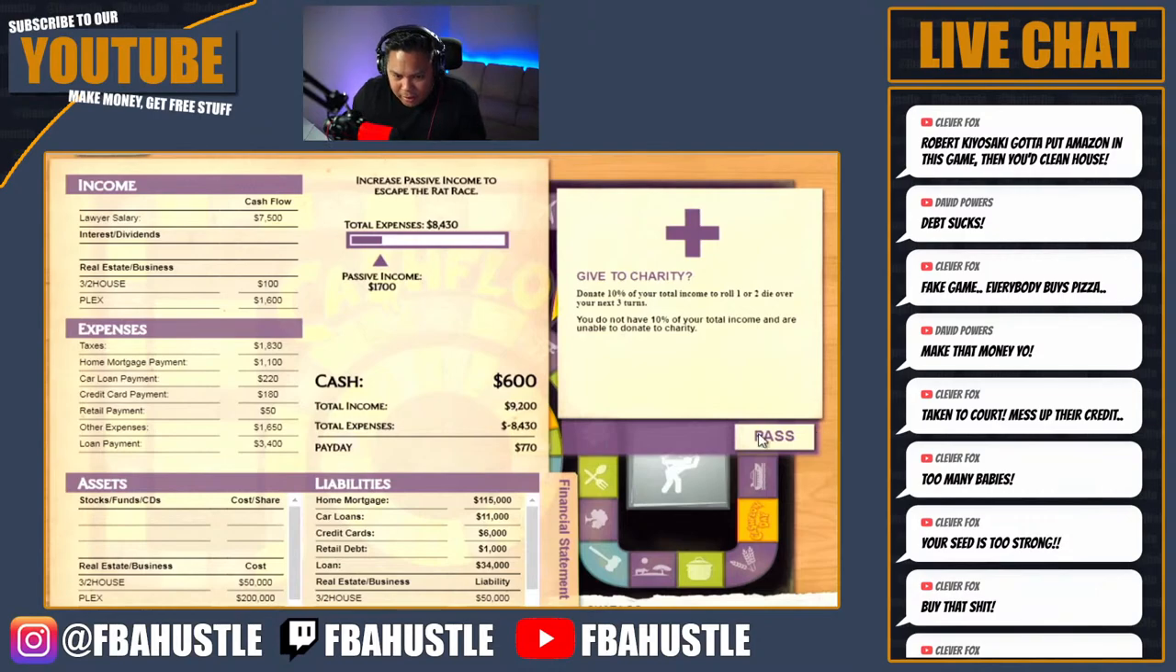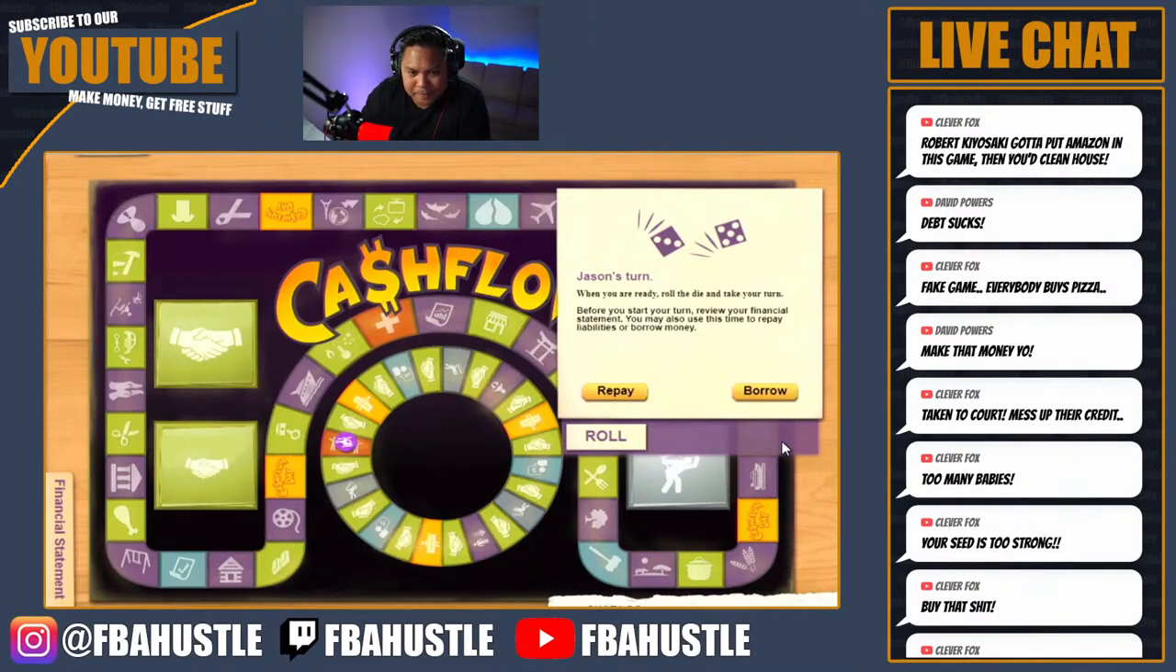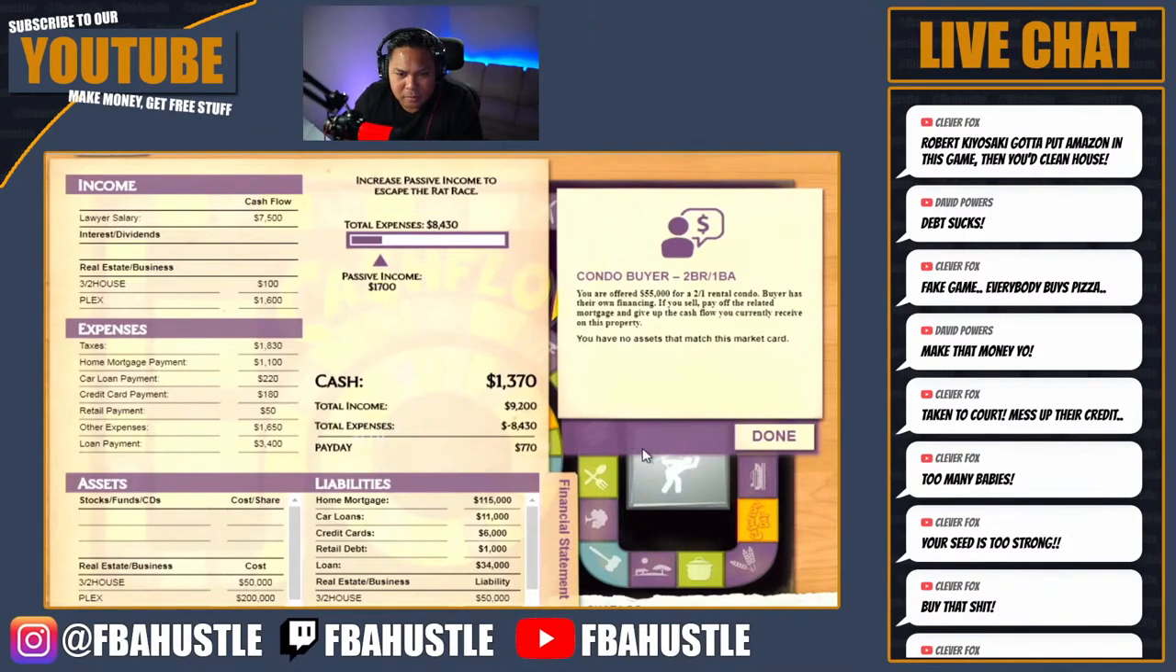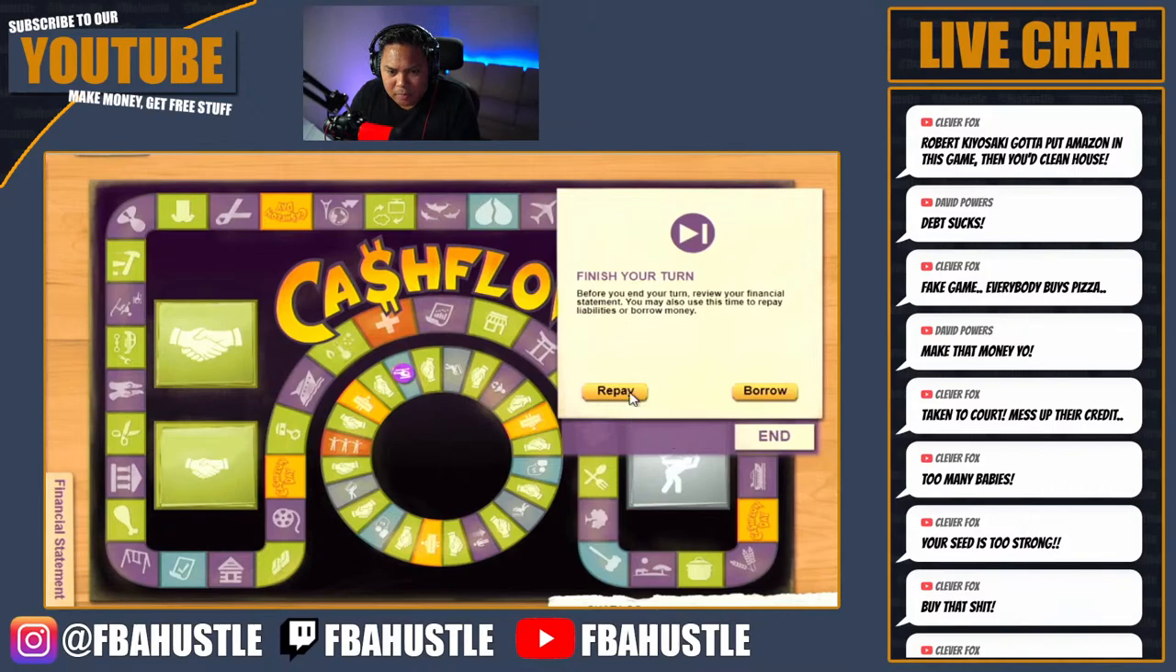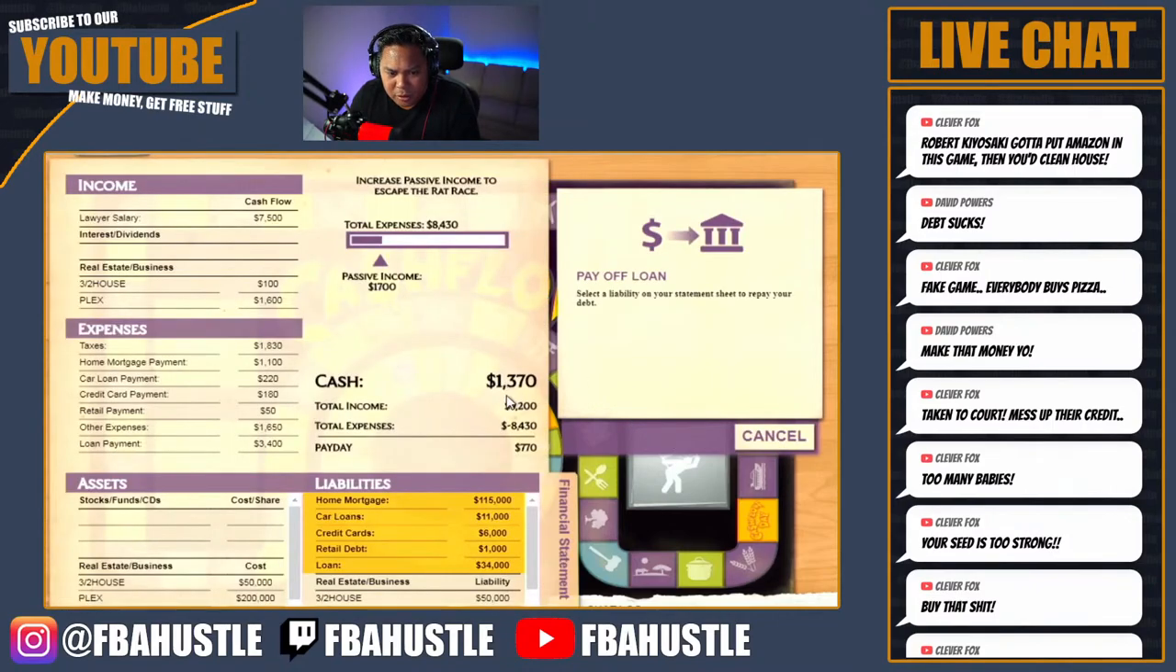Charity. I need charity. No donating for me. Condo buyer. Well, I don't even have one of these properties. No choice. We've got 1300. Pay another 1000 towards this loan.